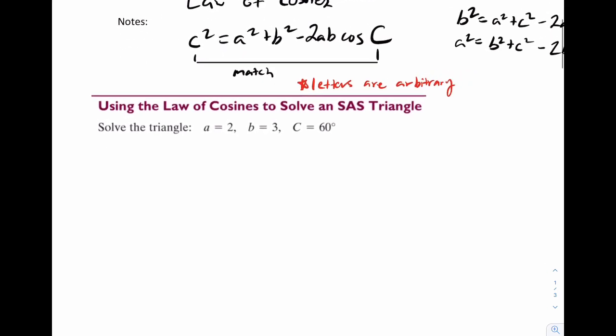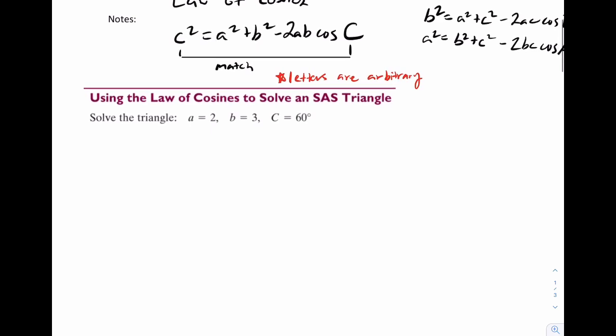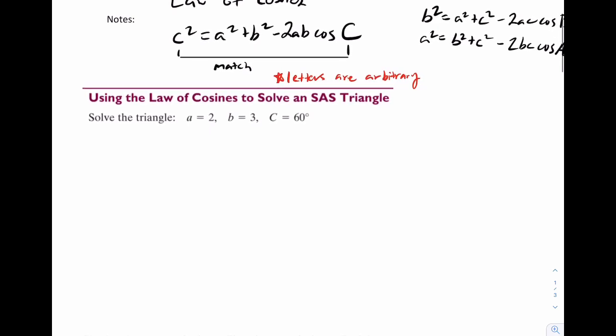So let's go to the first example. We're going to use the law of cosines to figure this out. So let's draw a triangle here. Again, just draw your generic triangle. A, B, C. A is 2, B is 3, and C is 60.